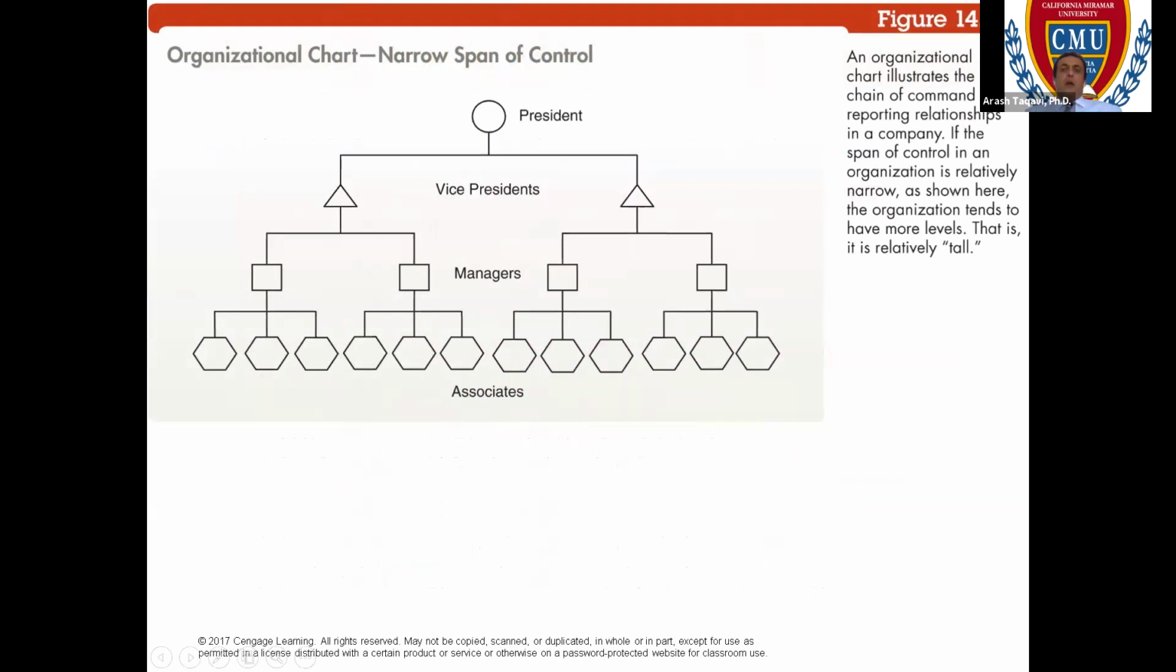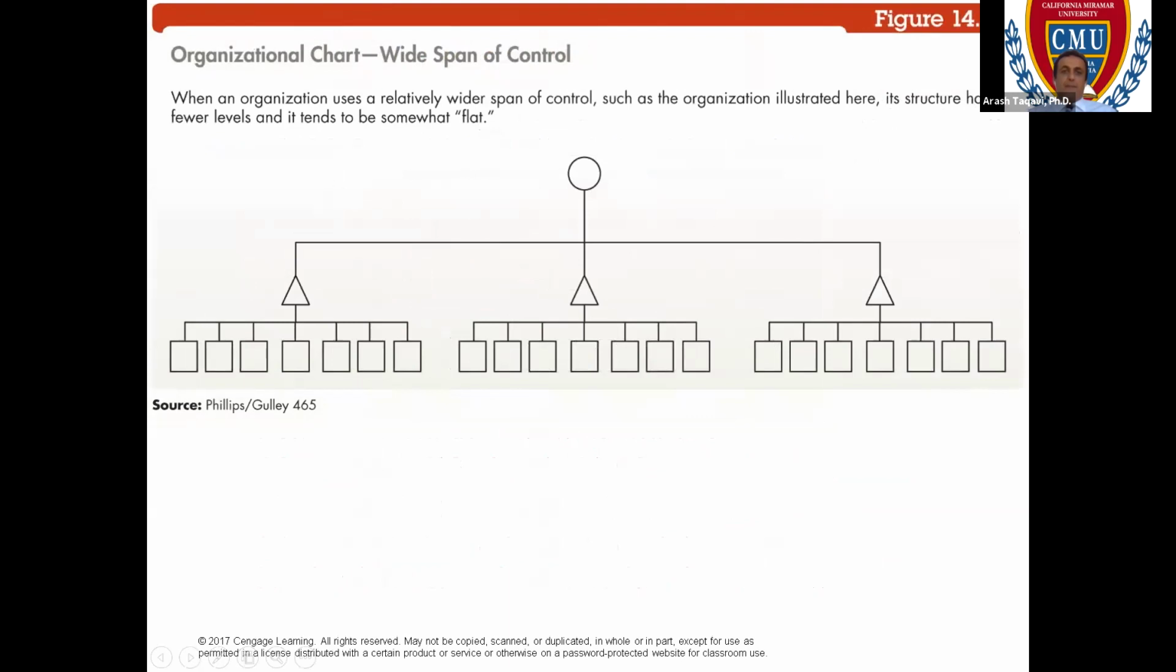Okay, you can see the narrow span of control, for example: president, vice president, manager, associates, and different parts. For example, the president has two vice presidents, each vice president has two managers, each manager has two departments, each department has three associates and so on. This is a very narrow span of control. And then the wide span of control.